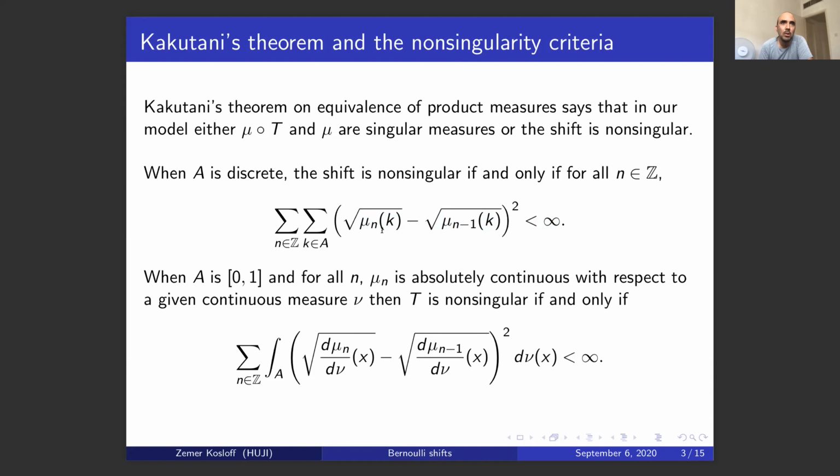When you want to consider the uncountable state space, it's slightly more tricky. We're going to always have the standing assumption that there is one measure nu on A for which all the coordinates are absolutely continuous with respect to it. Then the criterion for non-singularity is that the sum is replaced by an integral, and the values of the measures at k will be replaced by the Radon-Nikodym derivatives with respect to nu of the two measures. So whenever we have a Bernoulli product measure satisfying this assumption, then the dynamical system of the shift is what's going to be referred to as a non-singular Bernoulli shift.